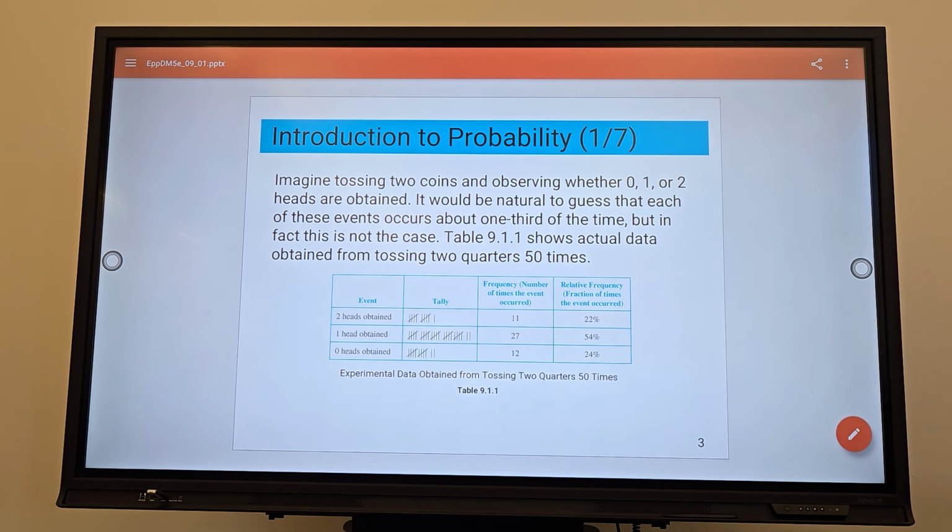It would be natural to guess that each of these events occurs about 1/3 of the time, but in fact this is not the case. Table 9.1.1 shows actual data obtained from tossing 2 quarters 50 times, and it shows that it's approximately 25% of the time 2 heads, 25% of the time 0 heads, and 50% of the time 1 head and 1 tails.